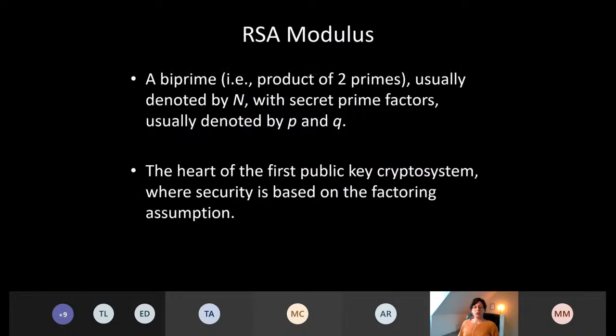An RSA modulus, also known as a biprime, is the product of two prime numbers. We usually denote it by capital N, and we want to keep the prime factors secret. We usually denote those by P and Q. These biprimes are essentially the basis of the RSA cryptosystem, the first public key cryptosystem, and many more that followed after that. Their security is based on the factoring assumption. Given a public capital N, we know that it's difficult to find the prime factors P and Q. So that's the RSA modulus part of the title, and we need to generate those if we want to do RSA-based public key cryptography.